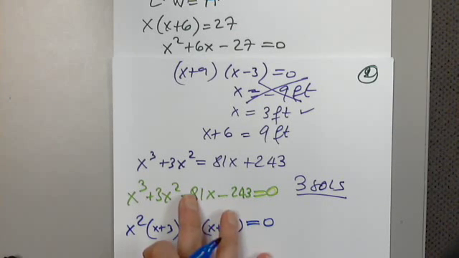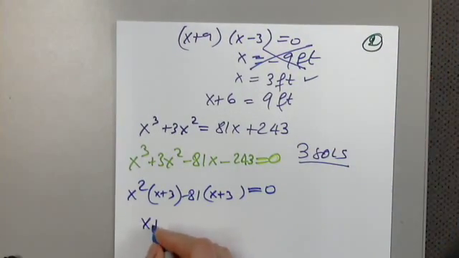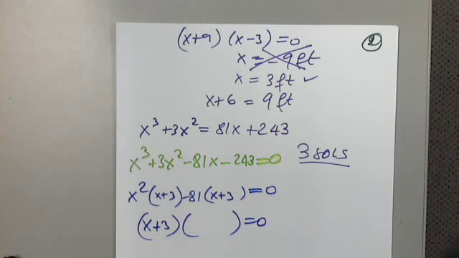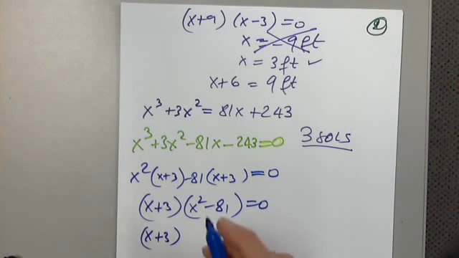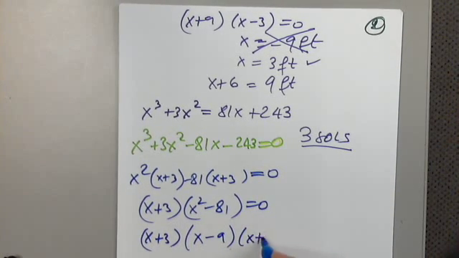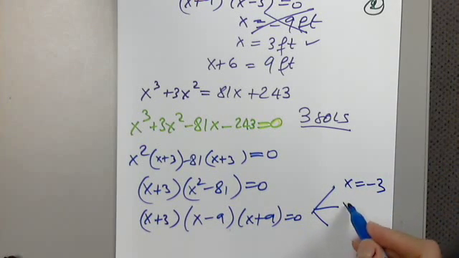Negative 81 times x is negative 81x. Negative 81 times 3 is negative 243. Now the common factor comes out, which is awesome. And then what is left in parentheses? Very good. What do we do with x squared minus 81? Very good. We are using the zero product principle now. That's it. And we can write it that way on the test. That's more than enough.